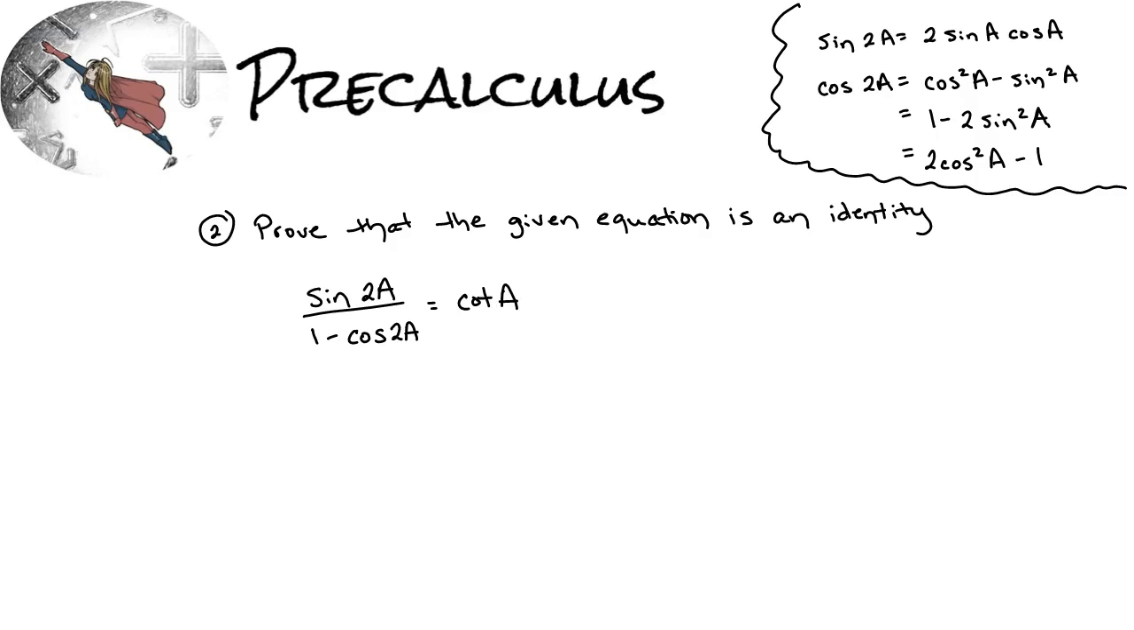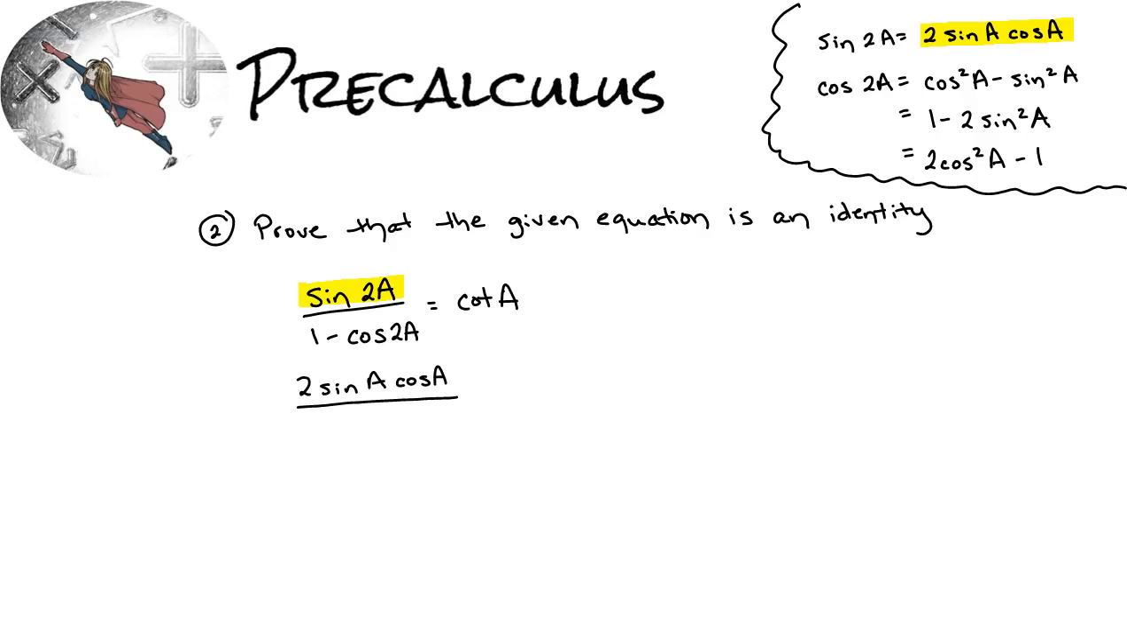So the first thing is to work on the messiest side, which is definitely the left-hand side of this problem. So we're going to try to change this side so that it becomes cotangent of A. So the first step would be the numerator. That's the sine of 2a. If we look up at our formulas, we know that that is equal to 2 sine of a cosine of a. So I'm going to change that. 2 sine of a cosine of a.